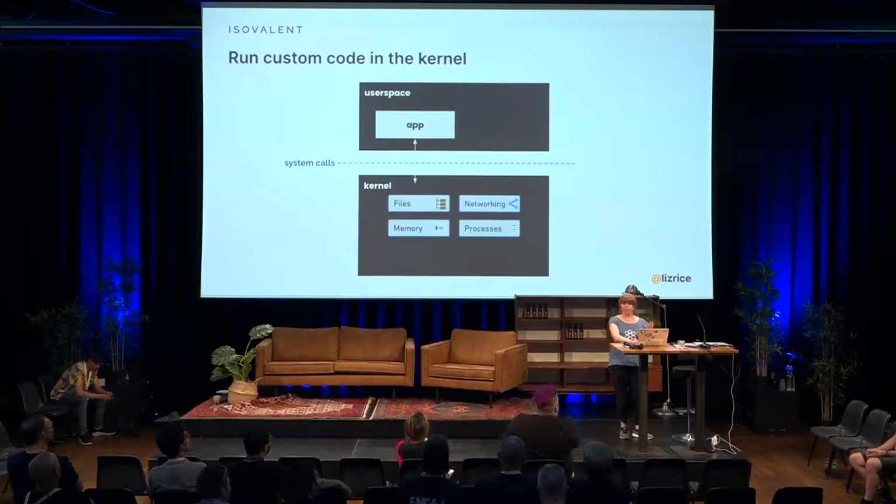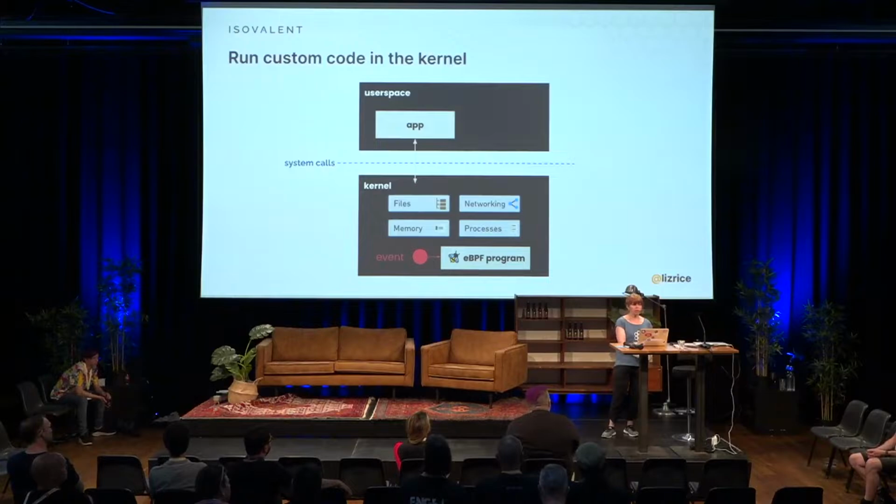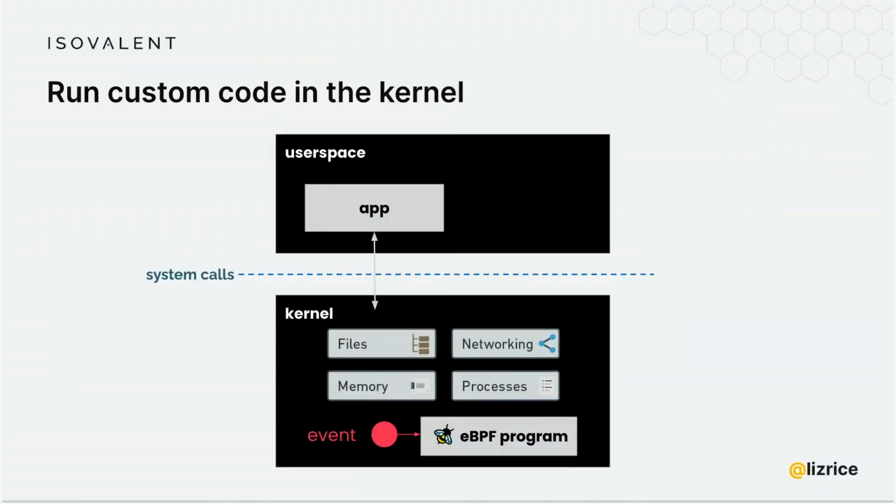Now, all of these things are happening in the kernel, and we can attach eBPF programs to events. What do I mean by an event in the kernel? Well, it could be these system calls. It could be the entry or exit from any function. It could be any trace point. It could be network packets arriving. These are all examples of events that we can use to trigger our eBPF programs.